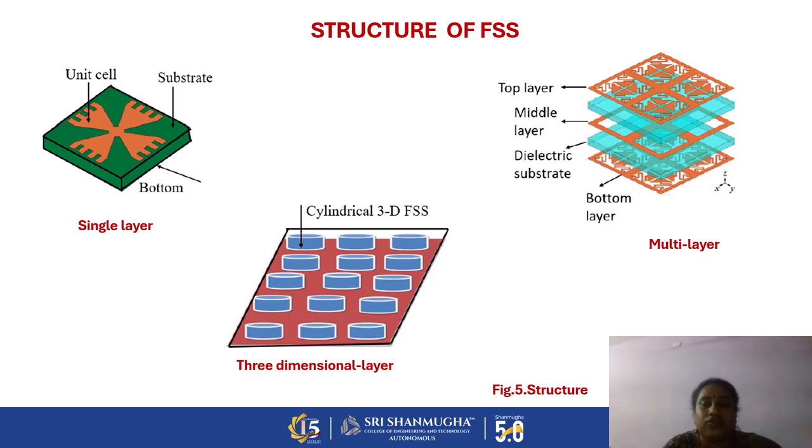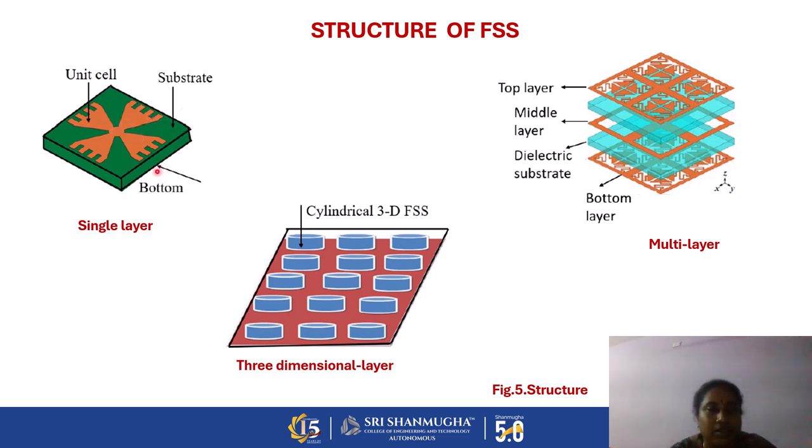And next one, structure of the FSS. In classification, previous slide I discussed. So there are three classifications based on the structure. First one, single layer structure, multi-layer, and then three-dimensional layer structure. So this is one example of the single layer structure. This unit cell is nothing but bow tie shape of unit cell. Here we designed the bow tie unit cell structure.